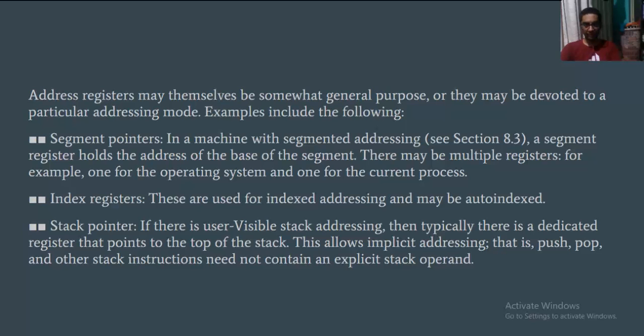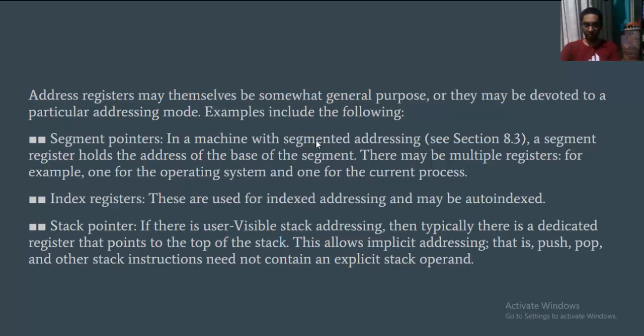Address registers may themselves be somewhat general purpose, or they may be devoted to a particular addressing mode. Examples include the following: segment pointers. In a machine with segmented addressing, a segment register holds the address of the base of the segment. There may be multiple registers, for example, one for the operating system and one for the current process.